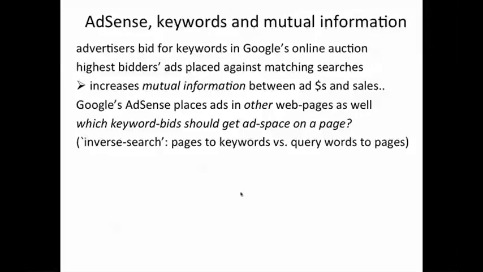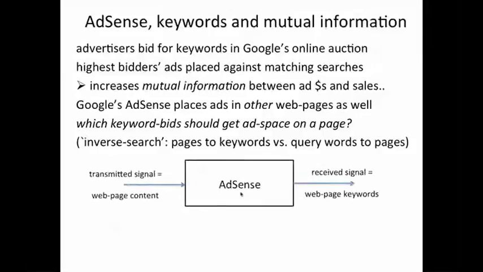Viewing this problem in the language of information theory, the transmitted signal is the content of the web page, and what you're receiving are the keywords. The channel that enables you to do this is AdSense, which is Google's technique to guess keywords from content, and it tries to maximize the mutual information between these two signals.